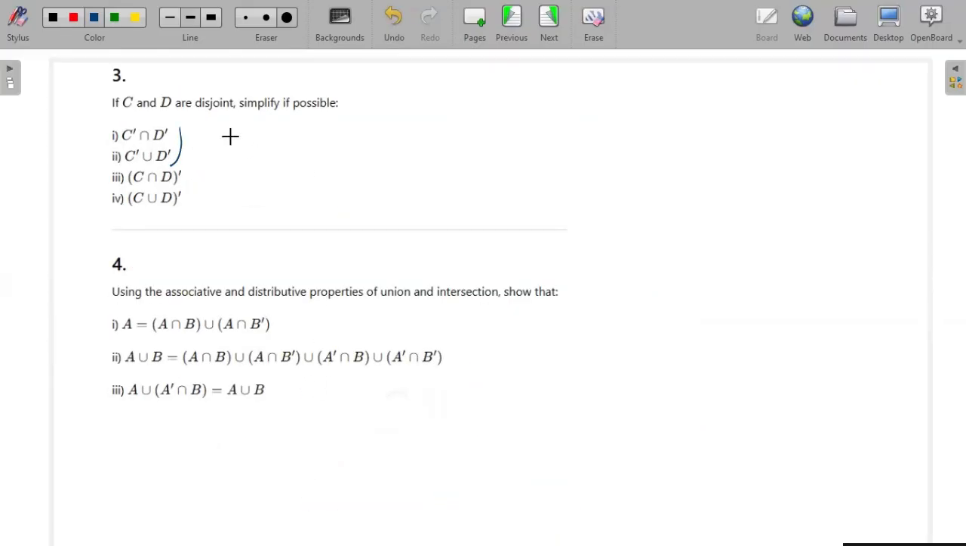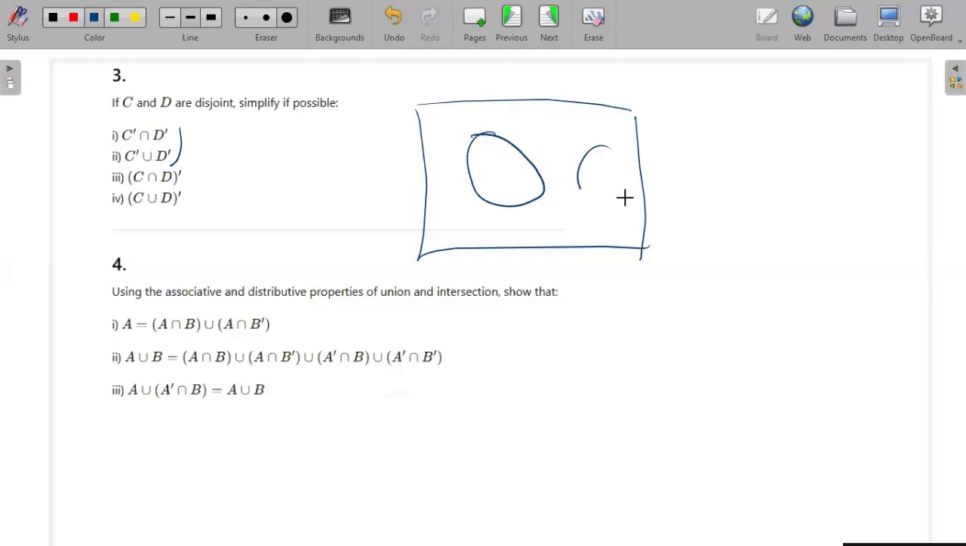So these two here, they're saying they're disjoint. When two sets are disjoint, it just means they do not have any intersection in common, meaning I have set C here and set D there. Then they're asking about C complement intersect D complement. I know that C complement intersect D complement is just equal to the complement of C union D.